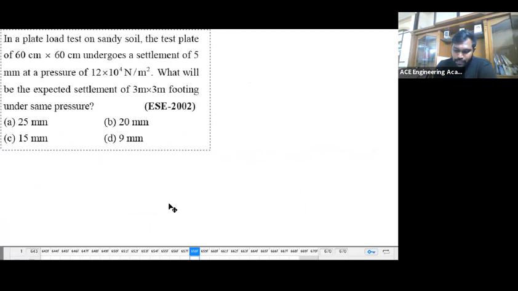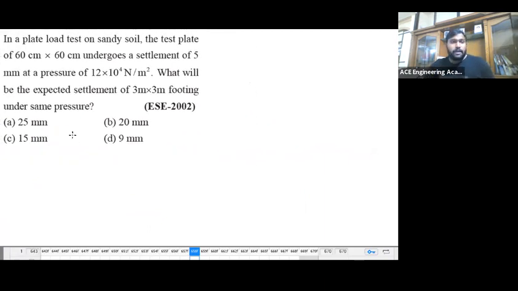And first I want to go with this one. So in a plate load test on a sandy soil, the test plate of 60 centimeters by 60 centimeters undergoes a settlement of 5 mm. So what is the test plate? 60 by 60. And the soil is sand. And the width of the plate is going to be 60 centimeters, which I can take as 0.6 meters. First, I'll write everything in terms of meters.